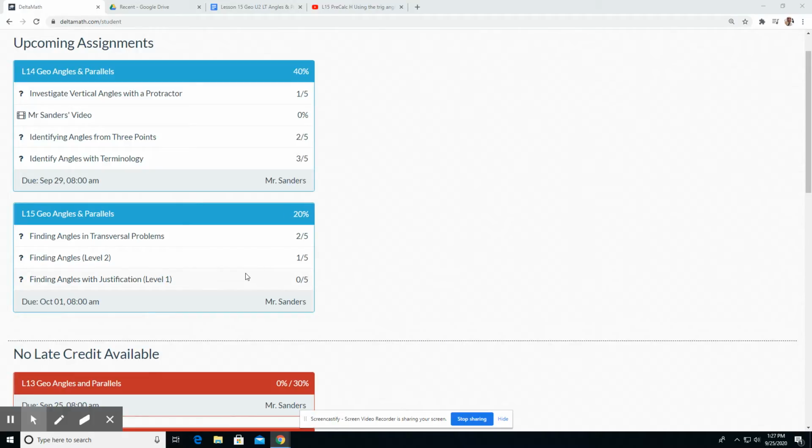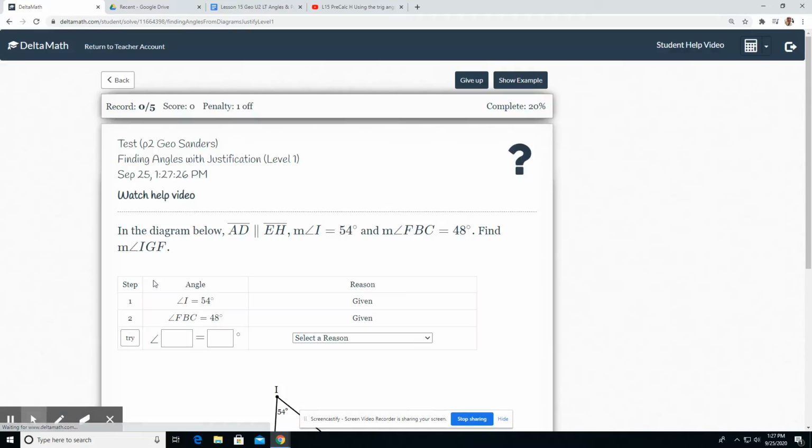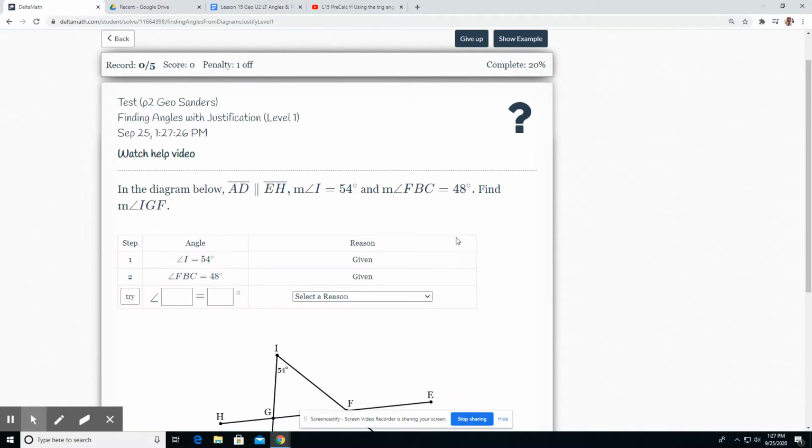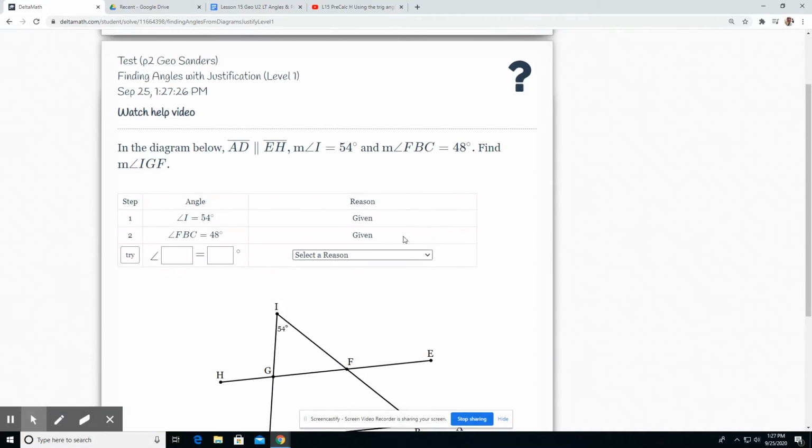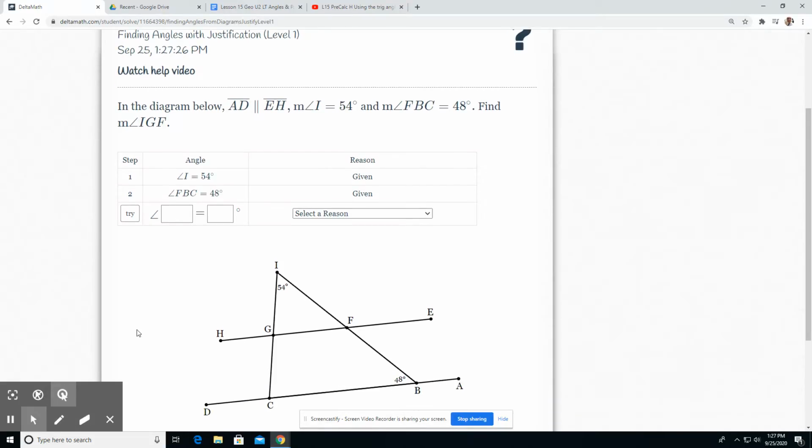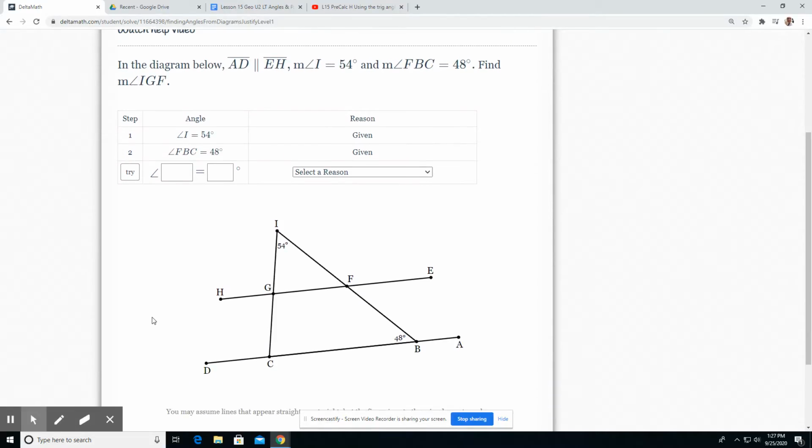We're now finding angles with justification, level 1. Okay. All right, now we need to be held accountable for our vocabulary. What are these called? So let's go ahead and do our best to get through the problem. Some things are still the same, and even if you could just get through the problem, the vocabulary kind of comes later, but let's see what we're thrown at here.